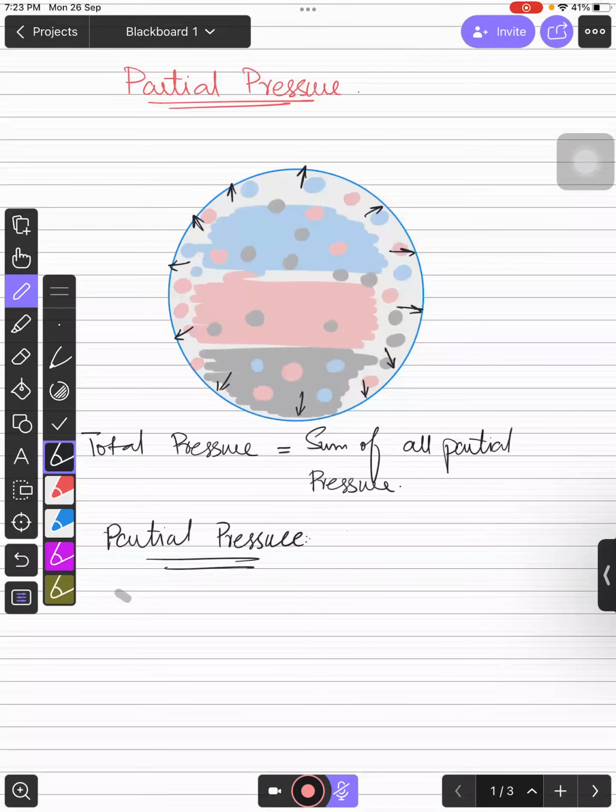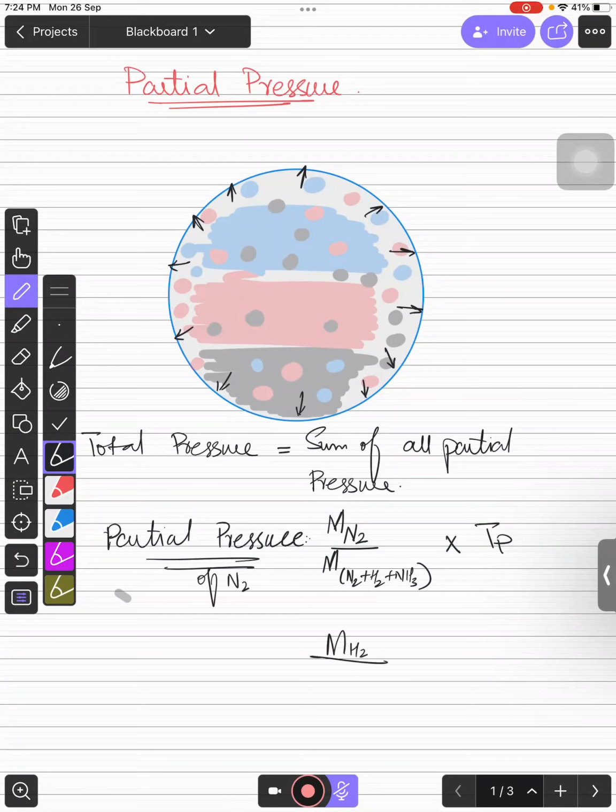Here we have nitrogen gas, and we have 3 different gases over here. We need to find the moles of nitrogen gas, then the sum of moles of nitrogen, hydrogen, and ammonia gas. This is the mole fraction. When you multiply the total pressure with this mole fraction, you will find the partial pressure of nitrogen gas. Same way, you can find the partial pressure of every gas. For hydrogen, divide the moles of hydrogen by the total moles, and then multiply by the total pressure.